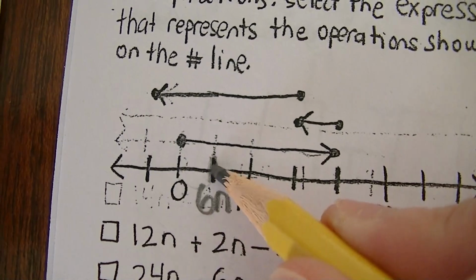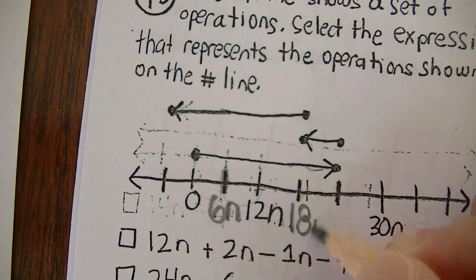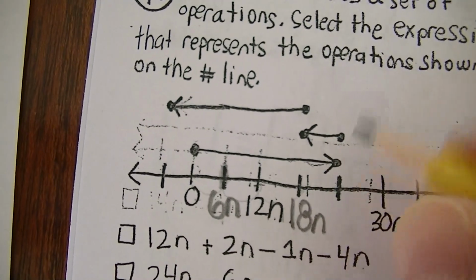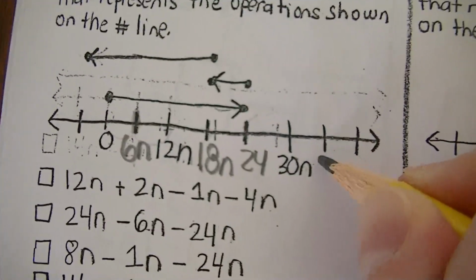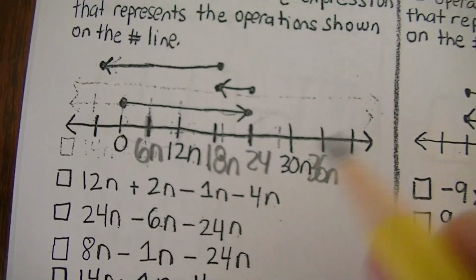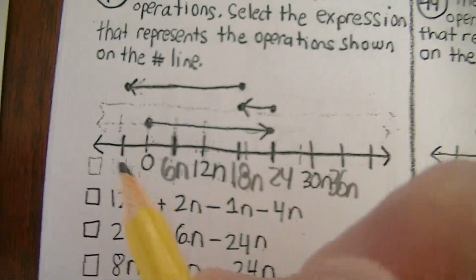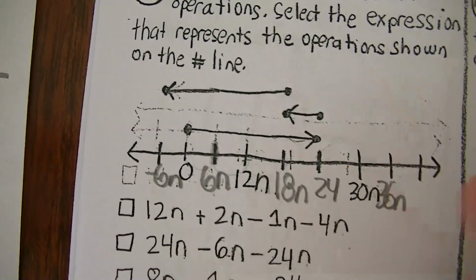So 0 plus 6n would be right there, plus 6n would be 18n, plus 6 more n's would be 24n, plus 6 more is 30n, so plus 6 more is 36n, plus 6 more, it doesn't really matter, because we don't even go over there. So if that's 0, this right here would be negative 6n. Okay, so let's see what happens here.